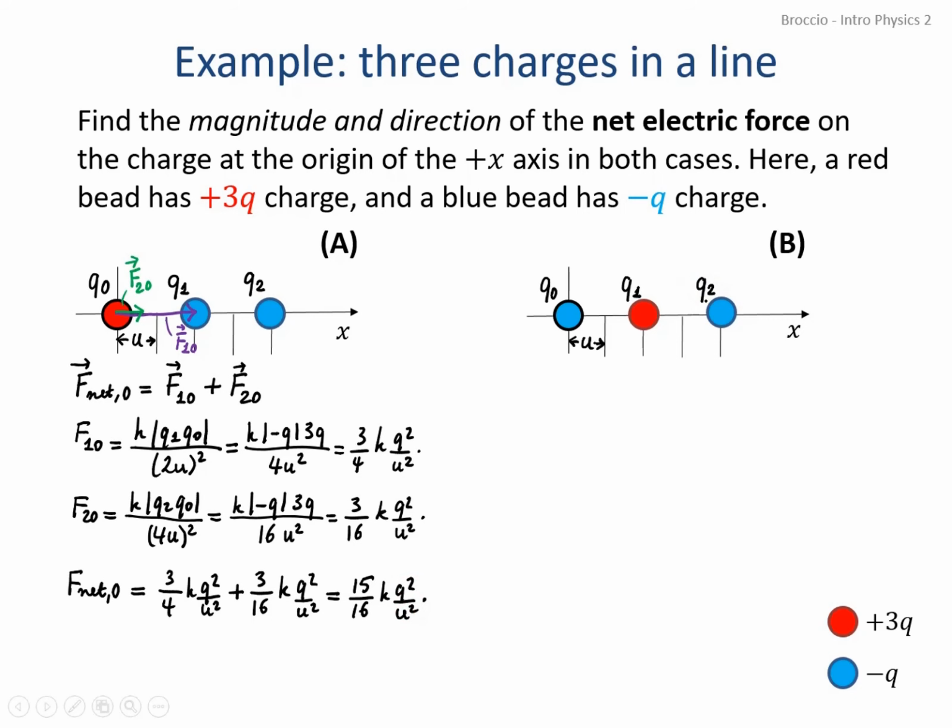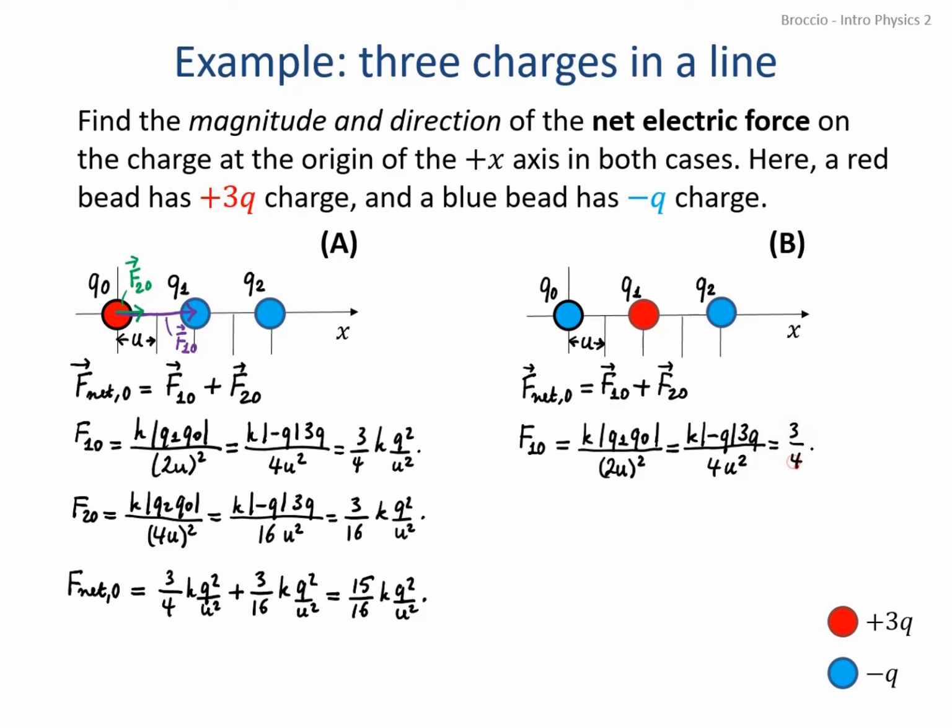Looking at setup B, q0 is a negative charge that is now attracted by q1 and repelled by q2. So the forces don't have the same direction. We can write F net 0 as F10 plus F20. In magnitude, F10 is 3/4 k q squared over u squared. Let's draw the vector F10.